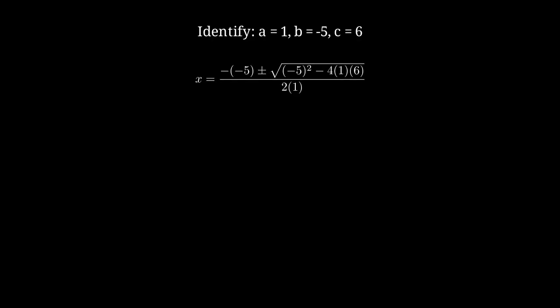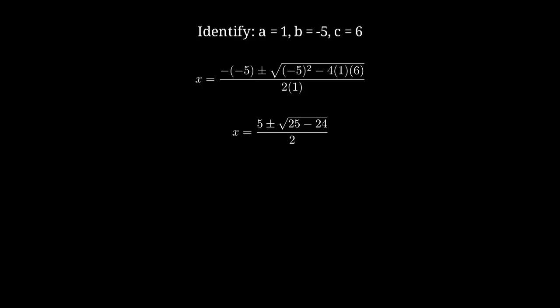Let's solve a real example to see the formula in action. Consider the equation x squared minus 5x plus 6 equals 0. First, we identify our coefficients. a equals 1, b equals negative 5, and c equals 6. Plugging these values into the formula, we get x equals negative of negative 5 plus or minus the square root of negative 5 squared minus 4 times 1 times 6, all over 2 times 1.